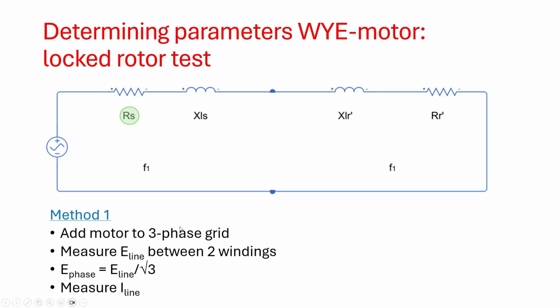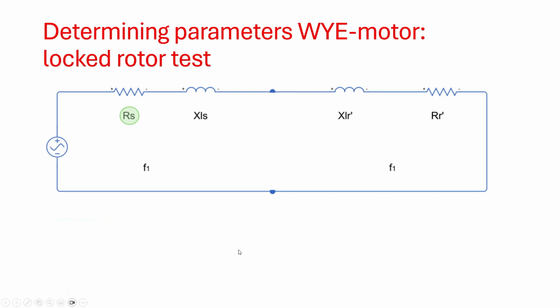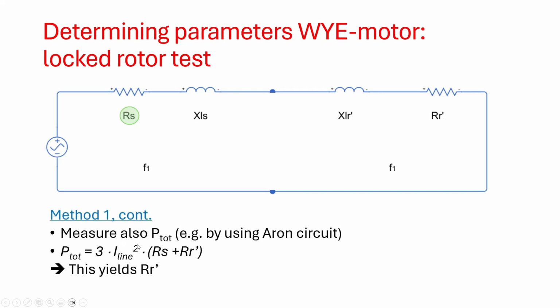The first method, because we also have 2 methods in this case, is the same as we did for the no-load test. We add the motor to the 3-phase grid, we measure the line voltage between 2 windings and calculate the phase voltage, and we measure the line current. Having that, we also measure the total active power, again for instance by using an Aaron circuit, and we can calculate, based on that total active power, 3 times I line squared times RS plus RR, so that yields RR.